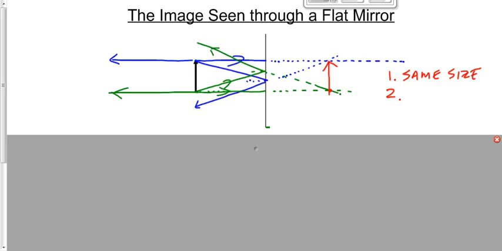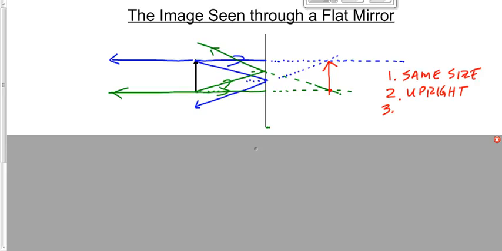Ever look into a bathroom mirror this morning and see yourself upside down? The only way you're going to be upside down in that mirror is if you're standing on your head. Which I don't know that anybody's ever done that. Stood on their head in the bathroom in the morning looking in the mirror. Probably somebody somewhere has. But in the end, we'd still say it's an upright image because it's the same side up as our object is.